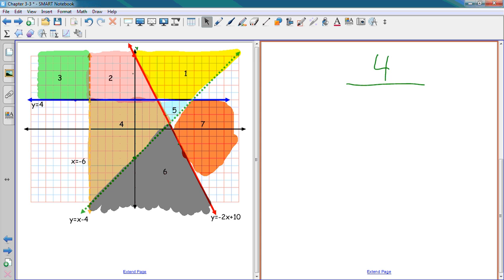Let's look at region 4. Go ahead and on your paper, see if you can come up with the 4 inequalities that make up region 4. Region 4 has 4 boundaries: the green dotted boundary, the red boundary, the blue boundary, and the orange dotted boundary. See if you can write those inequalities and get the same thing that I'm going to get when I write them up. Which one? Region 4. Is that dotted? Yeah, it's dotted.